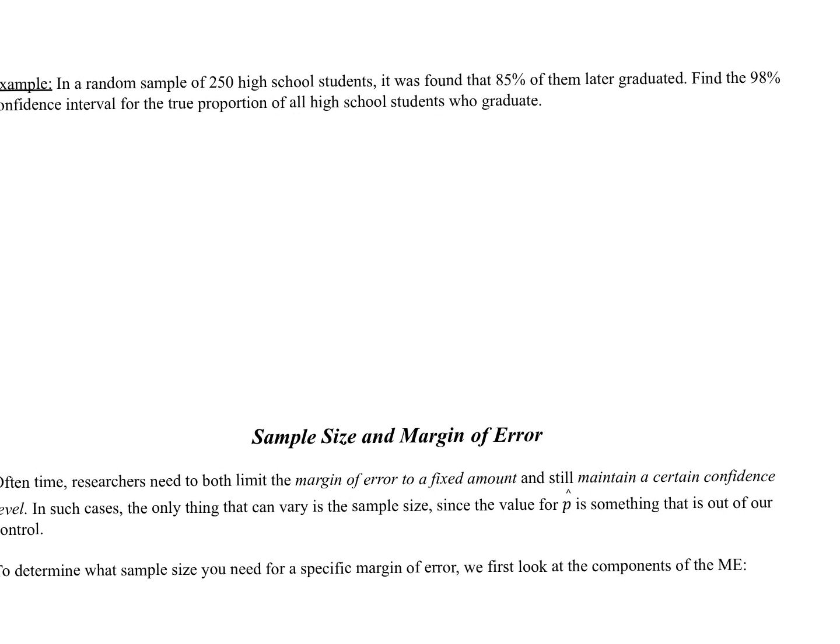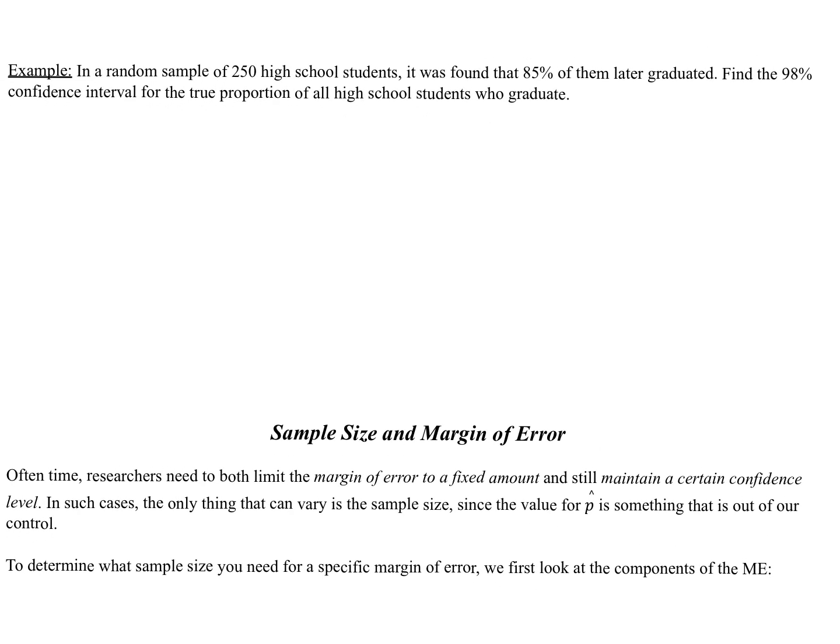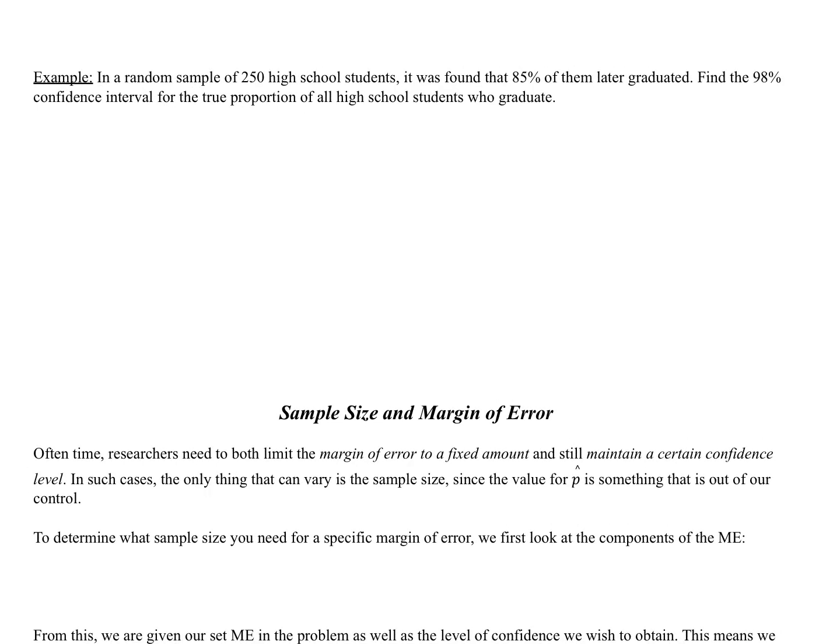So let's look at one more example. So this time I have a random sample of 250 high school students. It was found 85% of them later graduated. And we want to find the 98% confidence interval for the true proportion of all high school students who graduate. So p is the proportion of high school students who graduate.